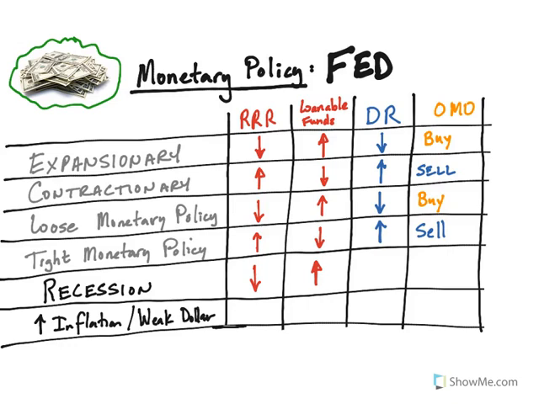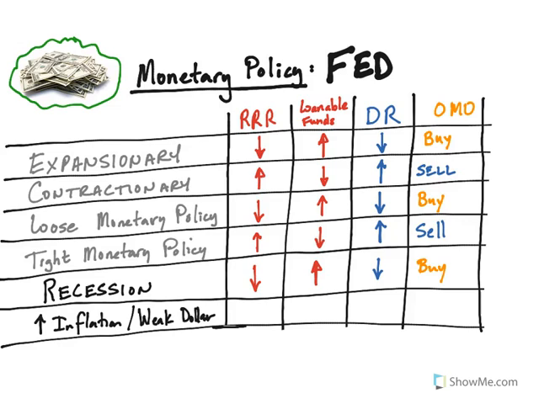And if you're trying to get people to spend money and utilize consumerism to jumpstart the economy again, you're going to decrease the discount rate. If you lower the discount rate, lower the interest rates, people are more likely to get loans. And on the open market operations, you would begin to buy treasury bills and put money back in people's hands.